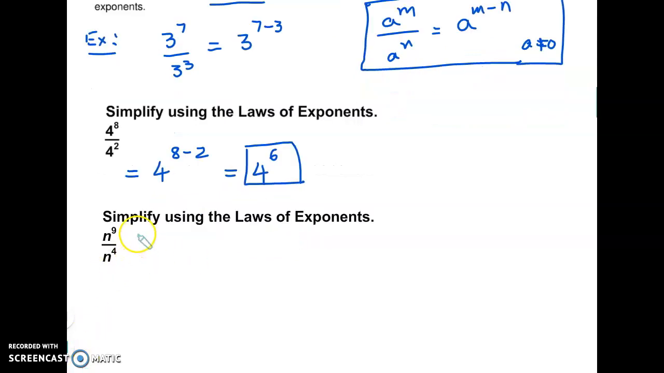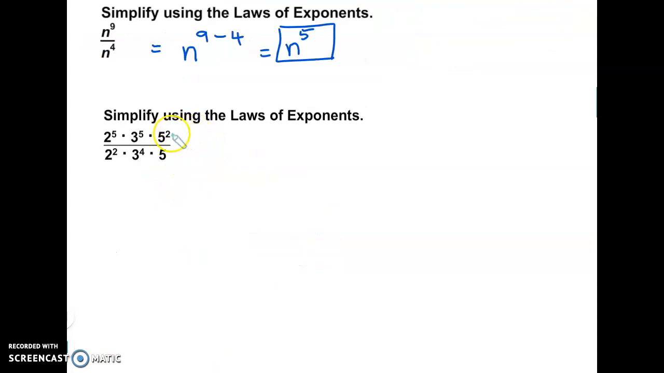Let's try another question with letters as exponents. Simplify using the laws of exponents. We have n to the 9th exponent and then n to the 4th exponent. We are dividing them. Whenever you're dividing, your brain is going to tell you we have to use this formula or the rule. You have to subtract the exponents. So you keep the base, which is n. Then you write 9 take away 4, which is n to the 5th exponent.